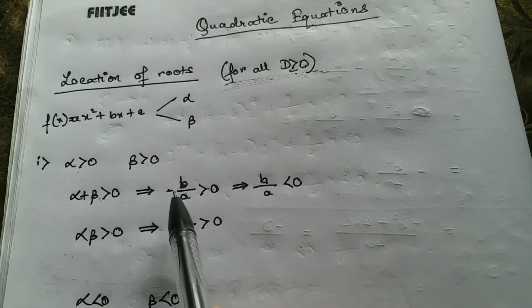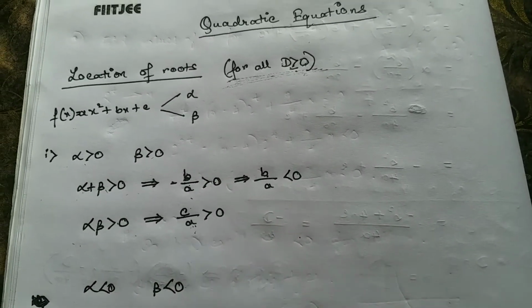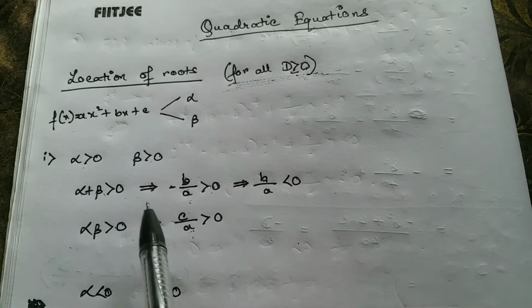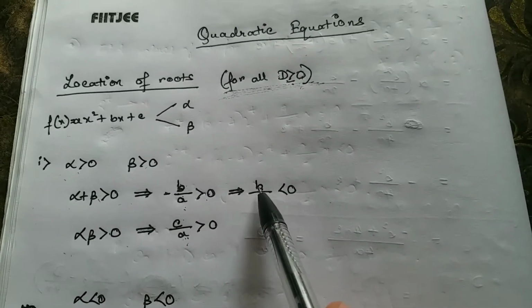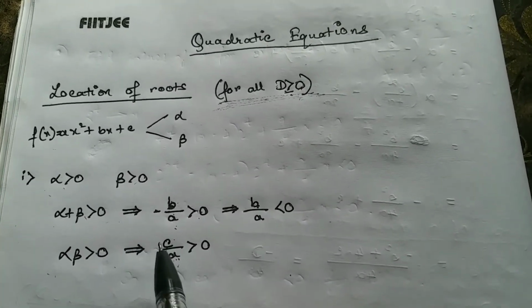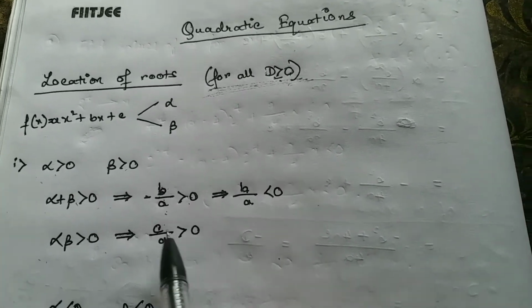I hope you remember that the sum of roots of a quadratic equation of this form is minus b by a, and the product is c by a. So minus b by a greater than 0 implies b by a is less than 0. So if both roots are positive, then the coefficient of x² and the coefficient of x have opposite signs, and the coefficient of x and the constant term will have the same sign.